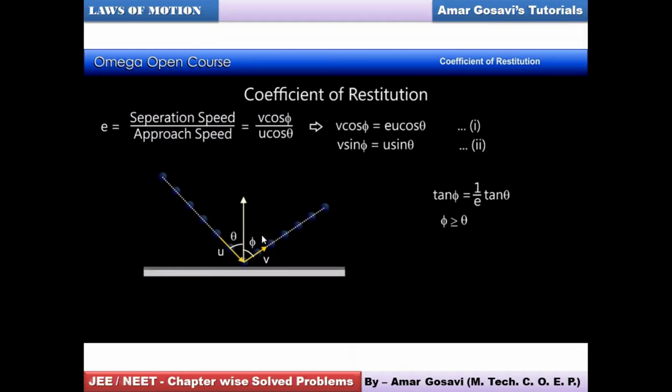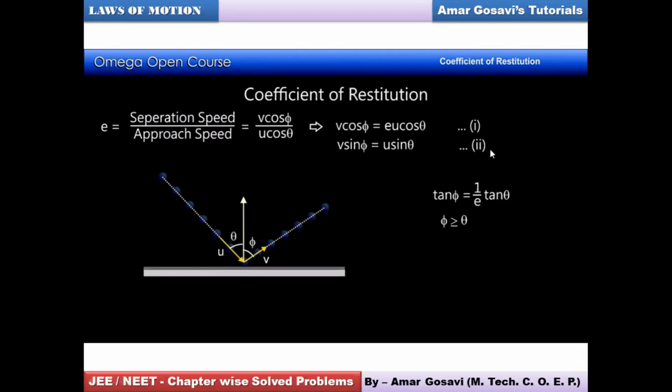Similarly, if I equate the horizontal components, for V the horizontal component will be V sine phi. For U it will be U sine theta, with respect to this theta. So we equate V sine phi equal to U sine theta. So I get the second equation.